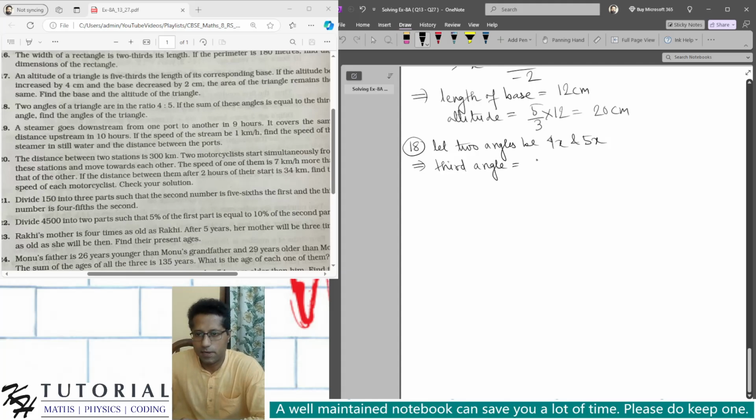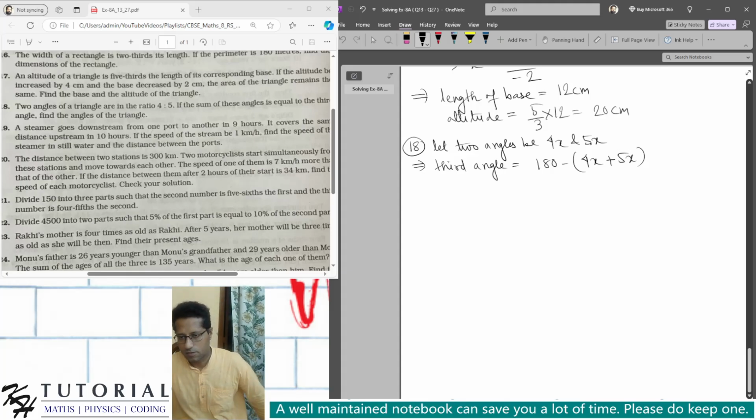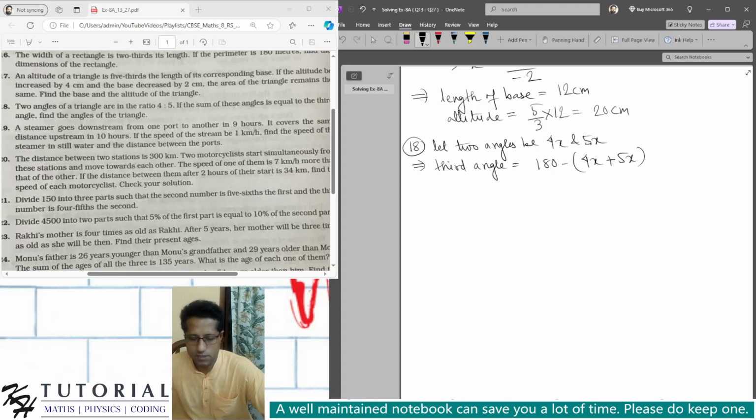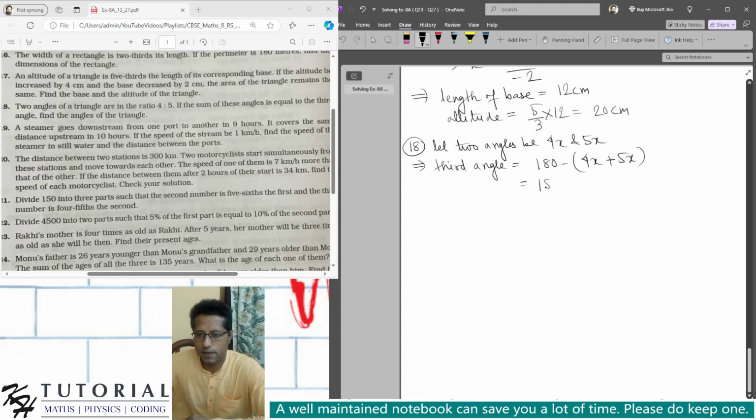This implies the third angle will be 180 minus 4x plus 5x, because the sum of the three angles must be equal to 180 degree in a triangle. So if two angles are 4x and 5x, then obviously the third angle has to be 180 degree minus 4x plus 5x. This is equal to 180 minus 9x. This is the third angle.